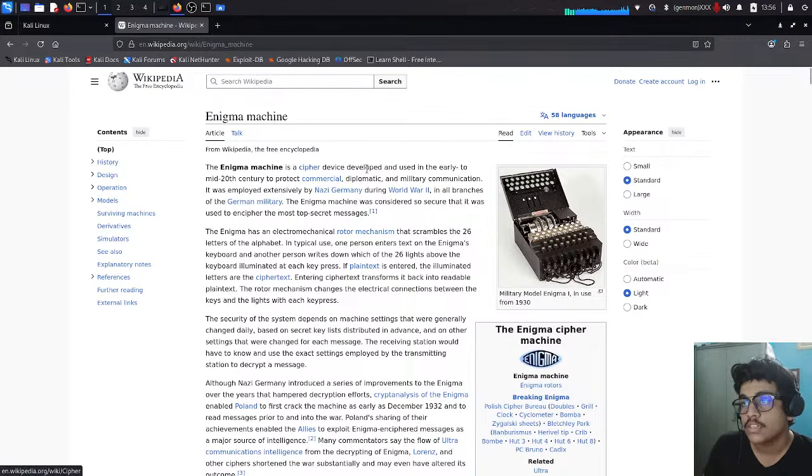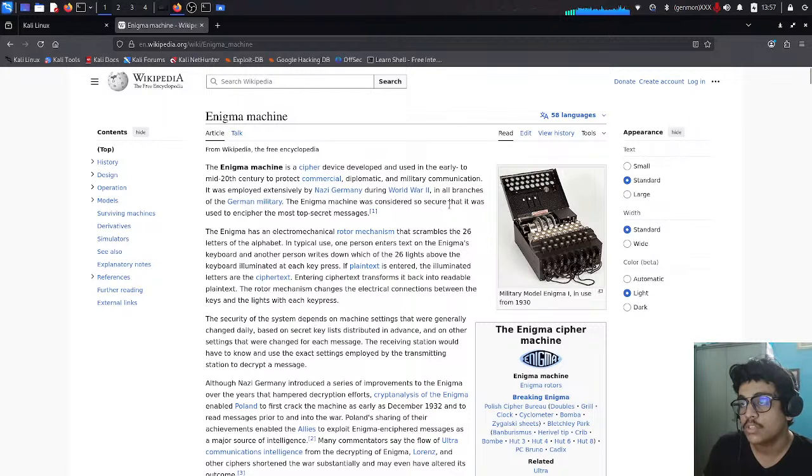So the Enigma machine is a cipher device developed and used in the early to mid 20th century to protect commercial, diplomatic, and military communication. So it is used for communication purposes. If I am providing a piece of information to another person, it should be protected or encrypted so that it cannot be accessed by any other person. It was employed extensively by Nazi Germany during World War II in all branches of the German military. So this device was used by the German military to do their military communication.